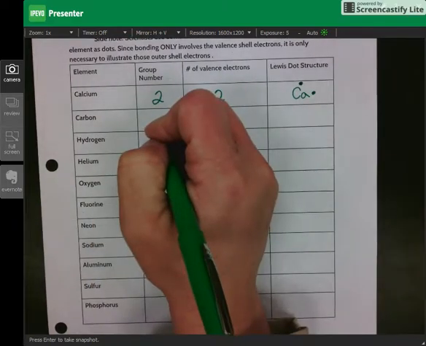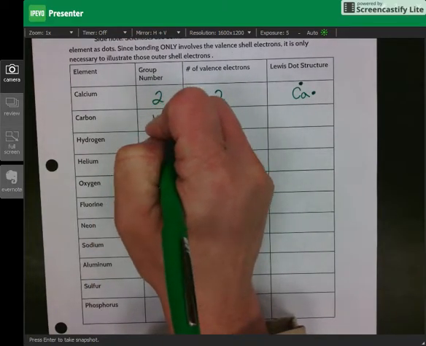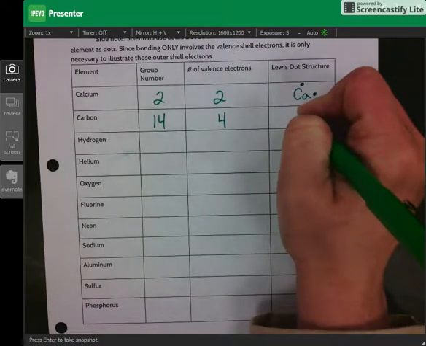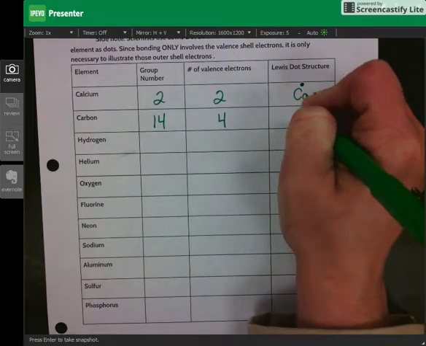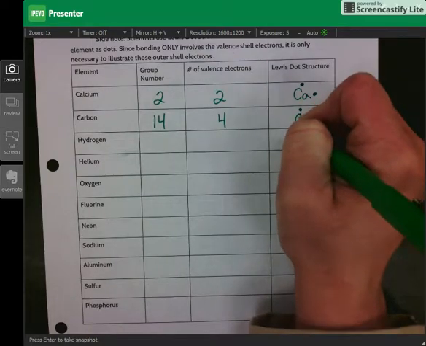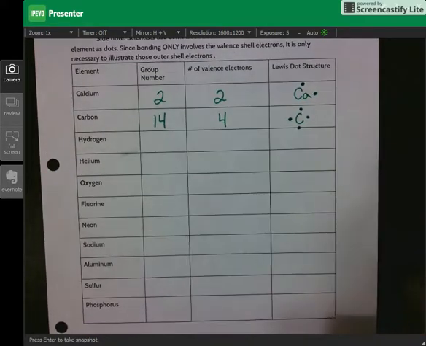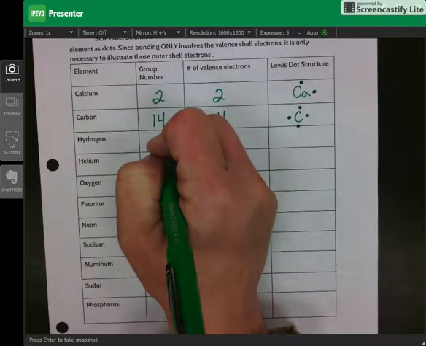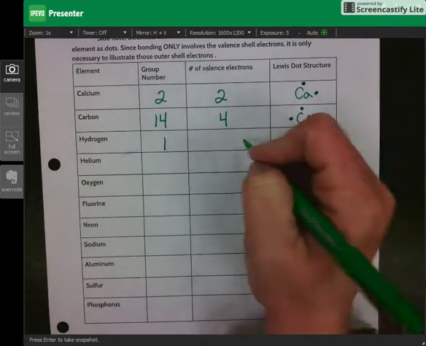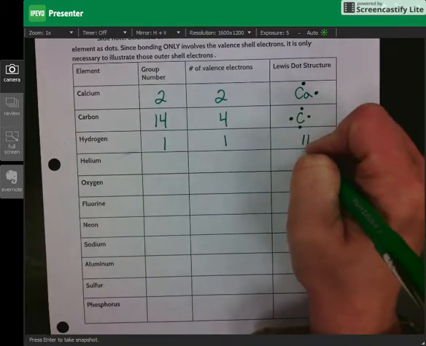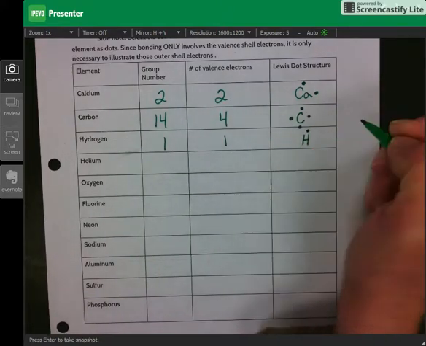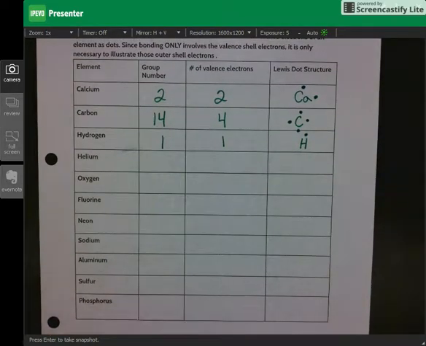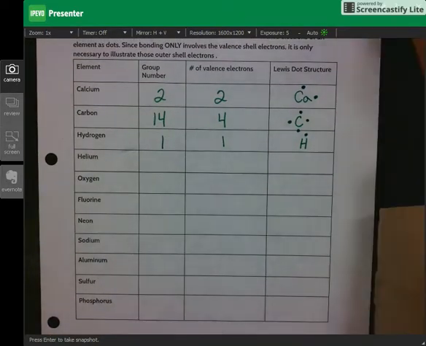Let's do carbon. Carbon is in group 14, which means it's going to have 4 valence electrons. So the Lewis dot structure is going to look like this. 1 here, 1 here, 1 here, and 1 here. Okay. Let's do hydrogen real quick. It's in group 1, which means it's got 1 valence. So it's just like so. Okay. So now I want you guys to finish page 5 in your book of fun.